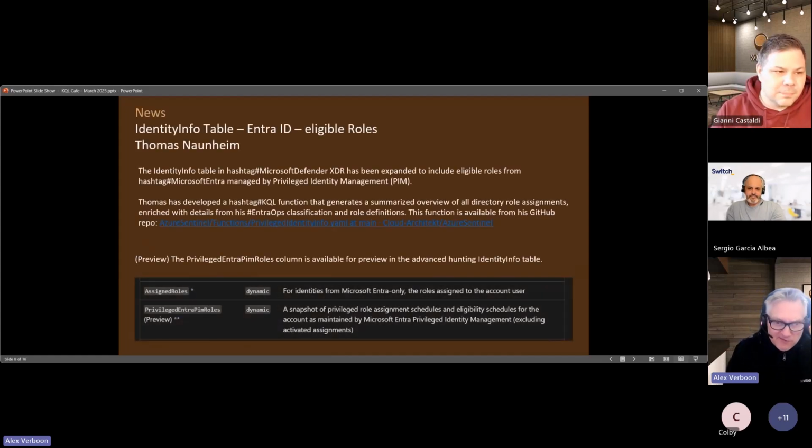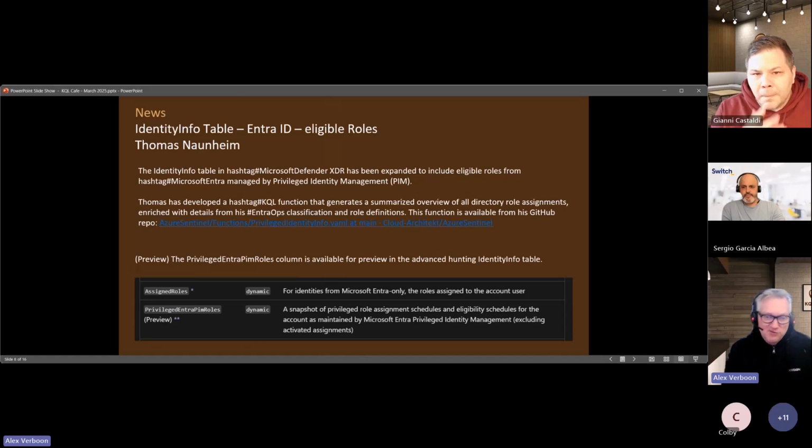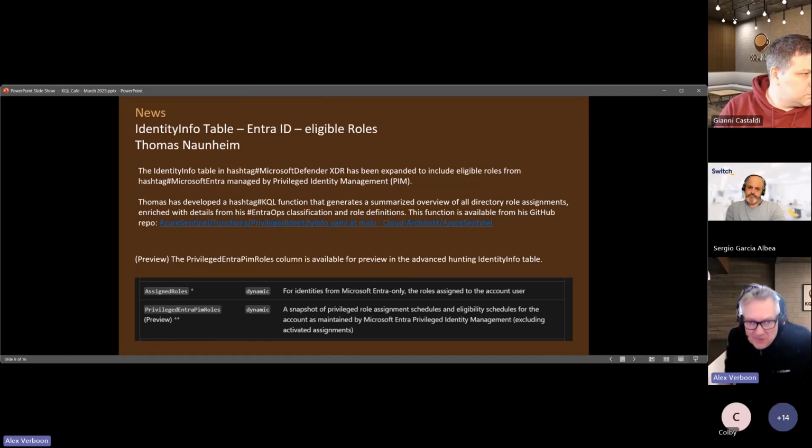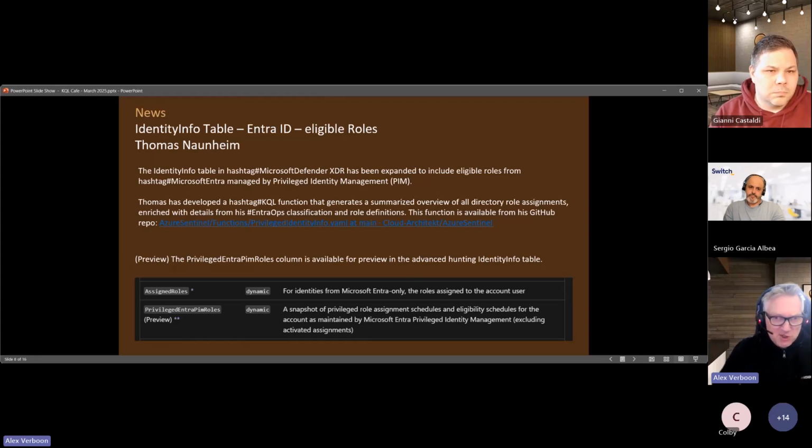Then some new information shared by Thomas Naunheim, the IdentityInfo table, and I have to be explicit here, in Defender XDR. There are 2 IdentityInfo tables, one in Microsoft Sentinel and one in Defender XDR. Sometimes that can be a little bit confusing because they are not really fully synchronized in terms of the attributes they carry. But what's interesting here, since ever within the IdentityInfo table, we had group membership information that was already very useful.